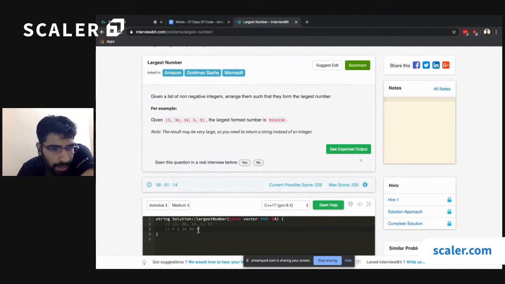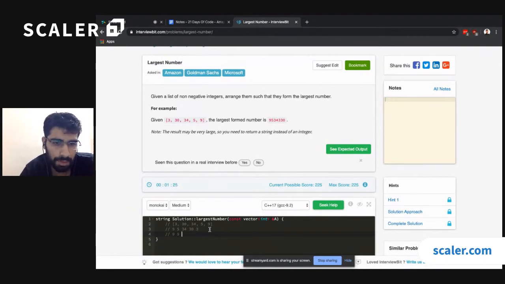But had this 3 been here, then the overall number would have been better, right? Because then the number would have come out to be 9, 5, 343, and then 30. And what if the 3 would have been even further ahead, 953? No, this would have been bad, right? 334, 30 would have been bad.